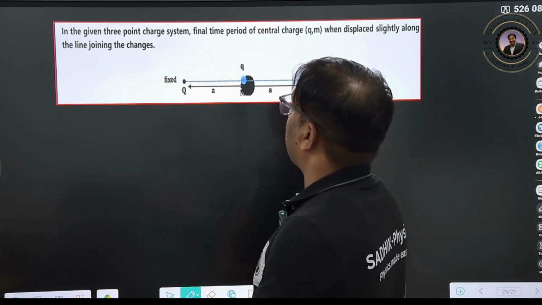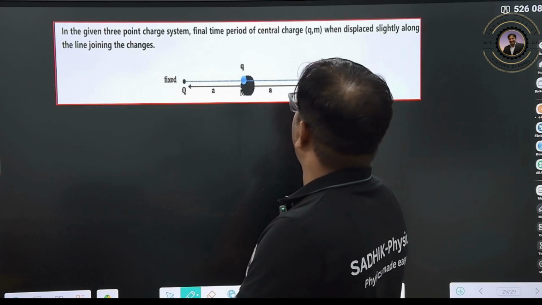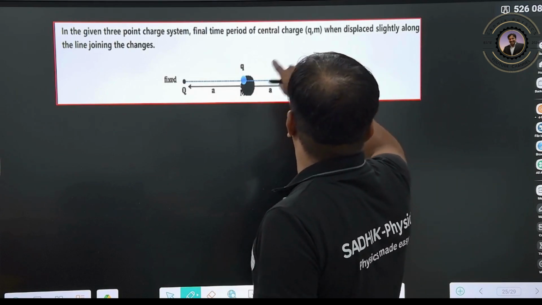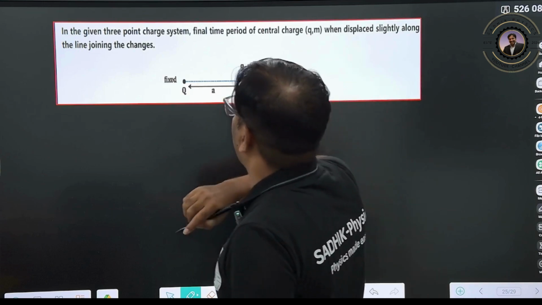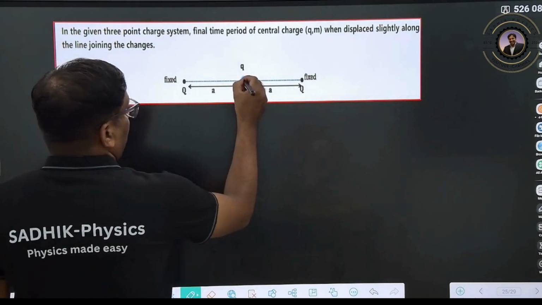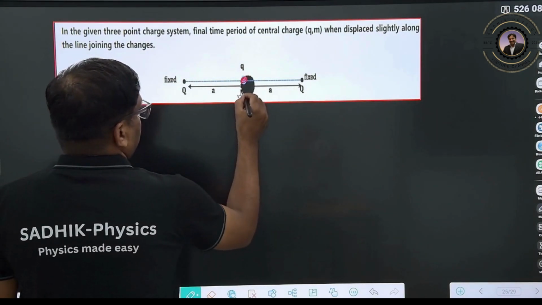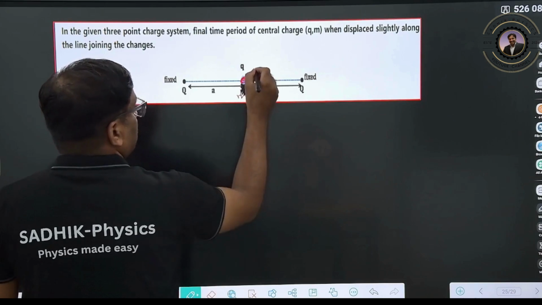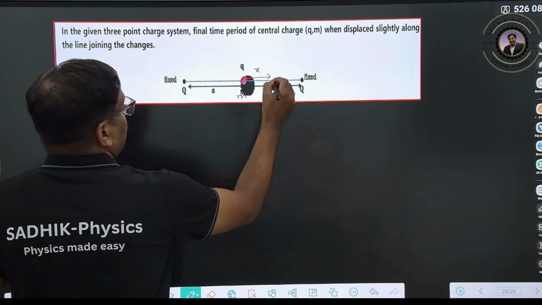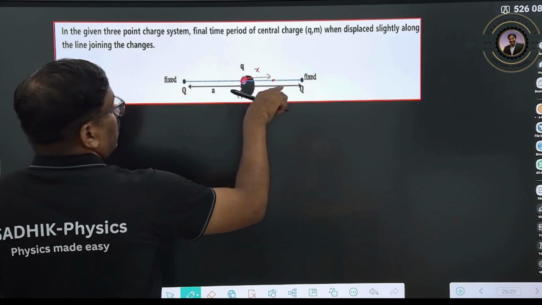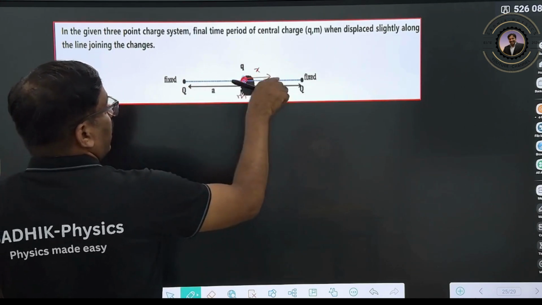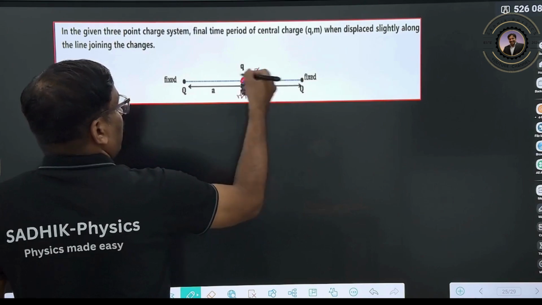In a given three-point system, find the time period of a central charge q having mass m displaced slightly along the line joining the two charges. Therefore, here the same type of question. So, this charge is slightly moved some x distance, mass is m. What will happen now when it comes to here? This is already a positive charge, so this side force will be more compared to this side force. Therefore, a net force will be acting.